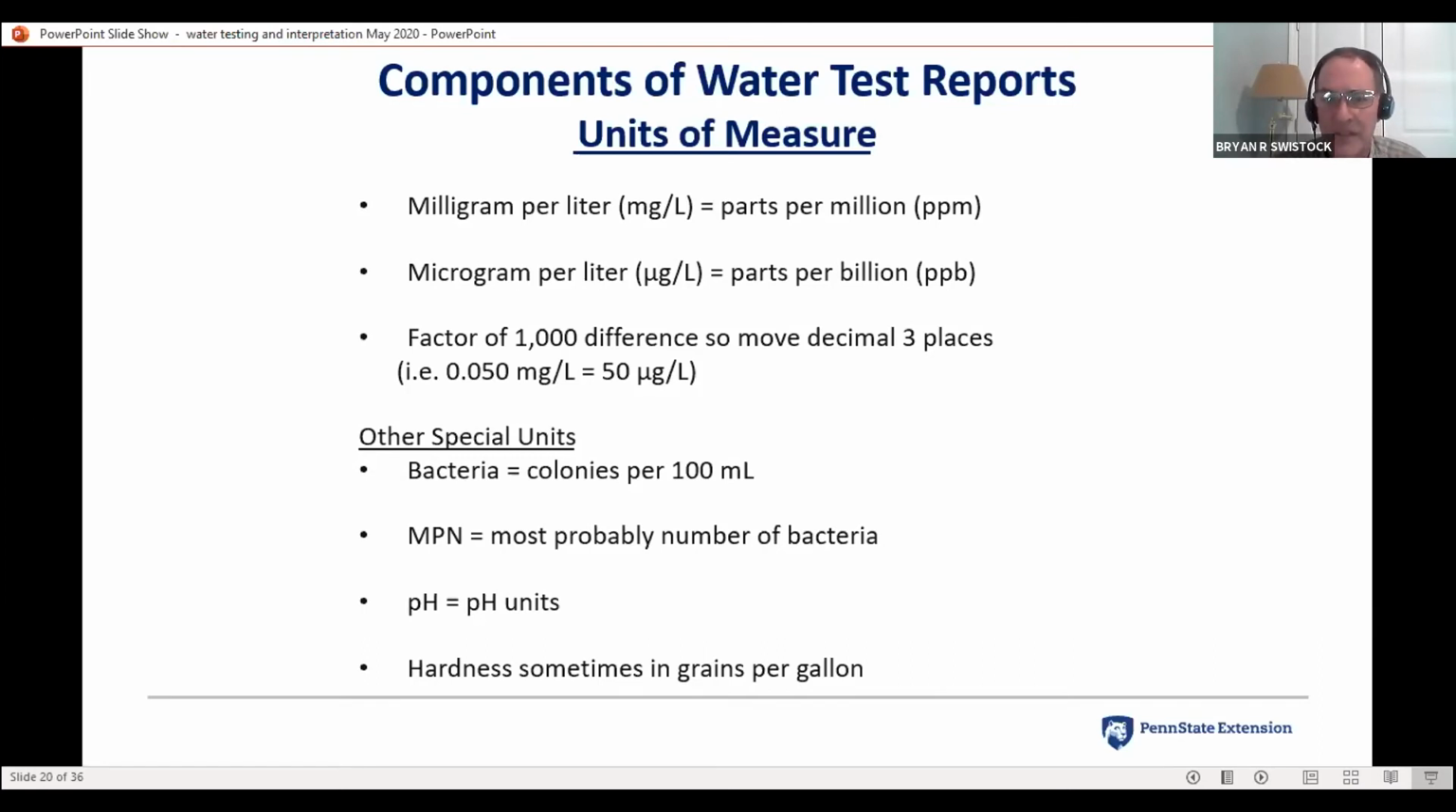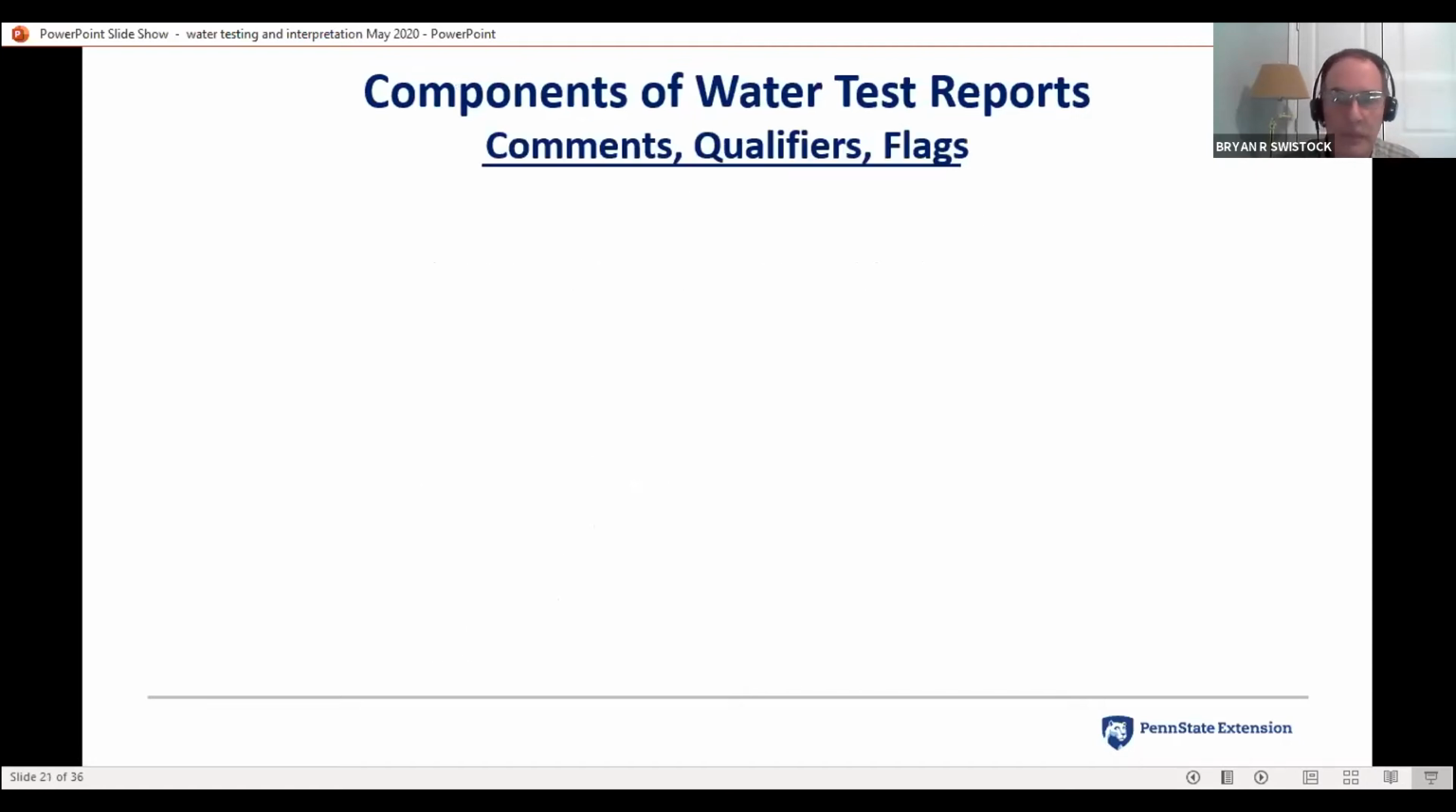pH has its own units. Hardness can be grains per gallon. Radionuclides are in picocuries per liter. So there are a handful of things that have their own units, but by far the most common are the milligram per liter or the microgram per liter.